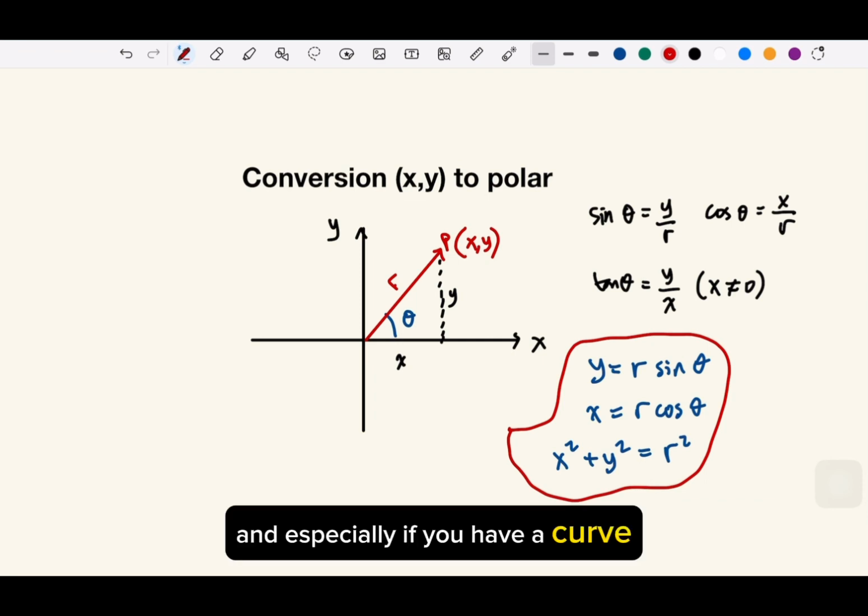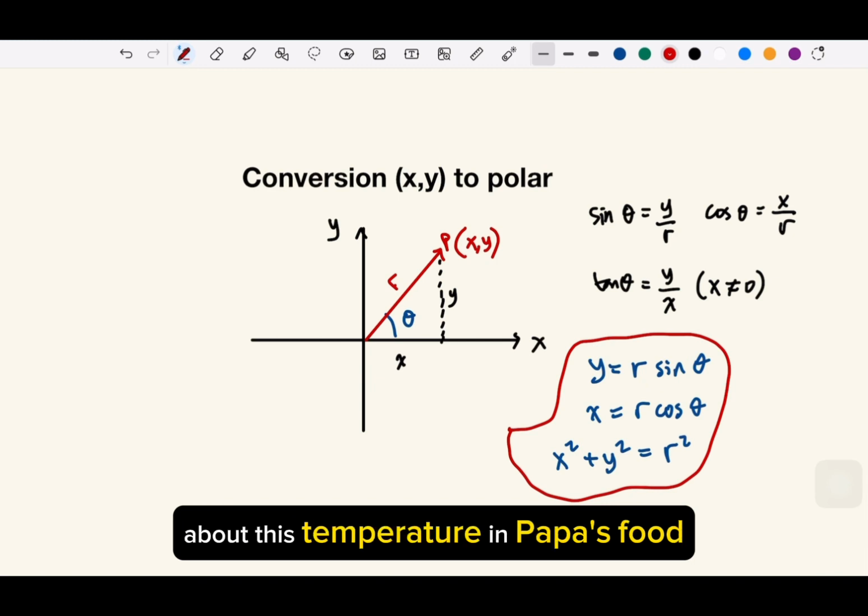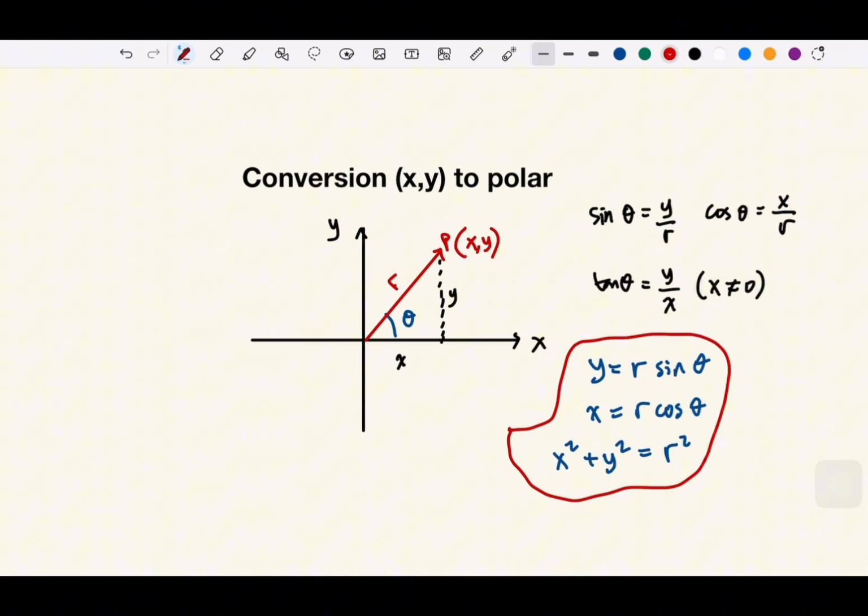And especially if we have a curve, like if we describe a curve here, we could also convert that to the polar. And that will be, I think, one of the things we are going to discuss a lot in calculus 2, this conversion. Okay.